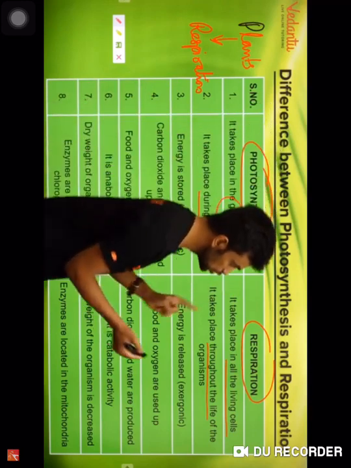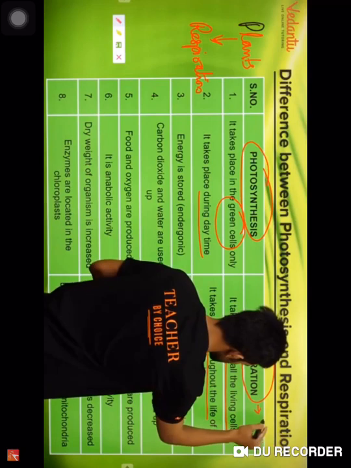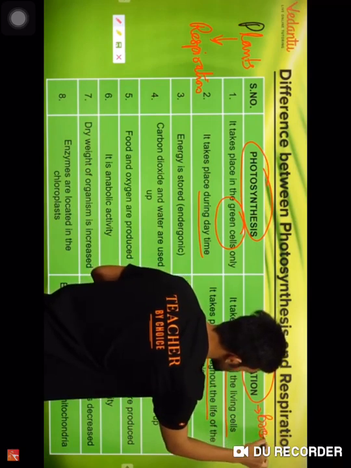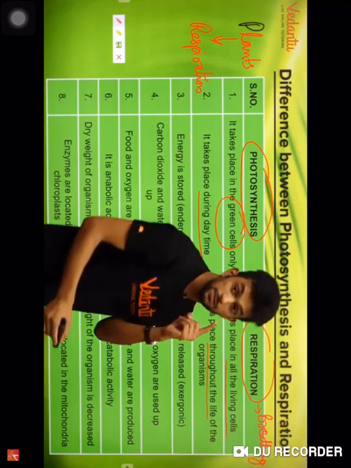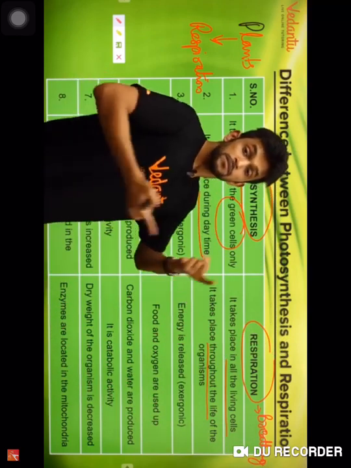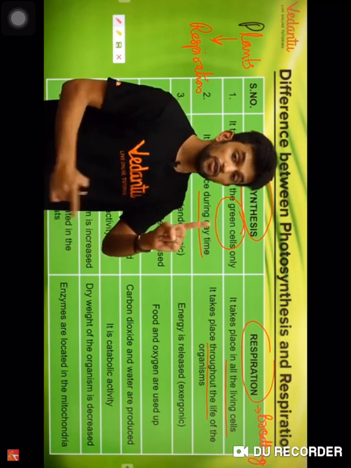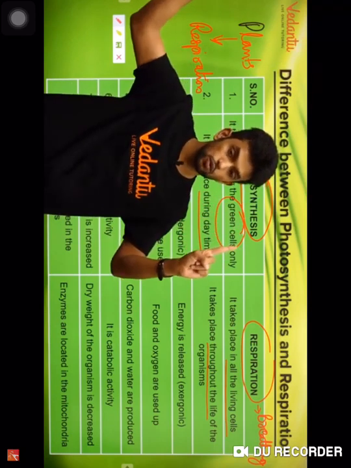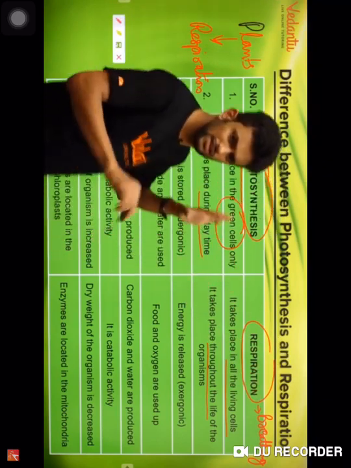Now, respiration, as I told you, breathing is the first step of respiration. What is breathing? Taking in oxygen, giving out carbon dioxide. That is breathing, the first step. Now, this oxygen is used to break glucose to release energy. That is the entire process of respiration. Okay, we'll get there.